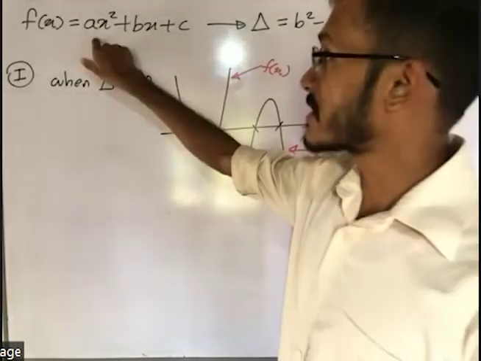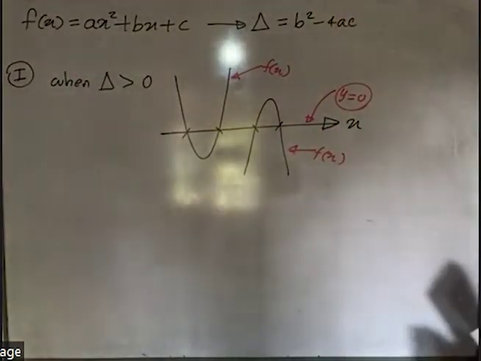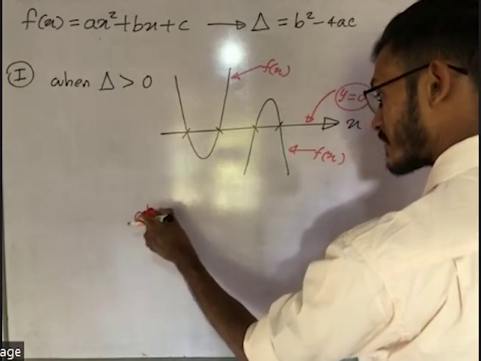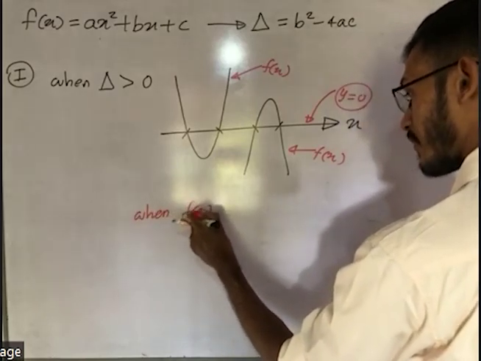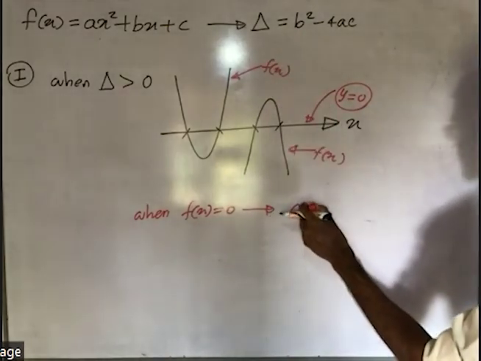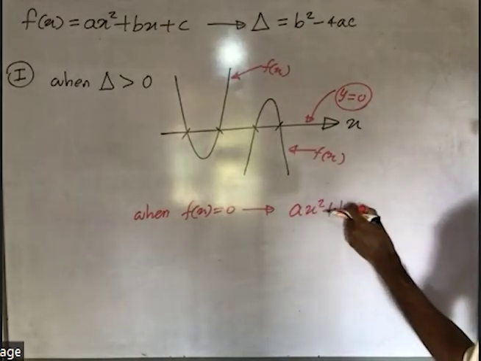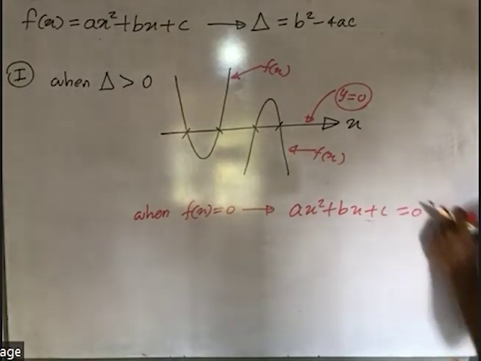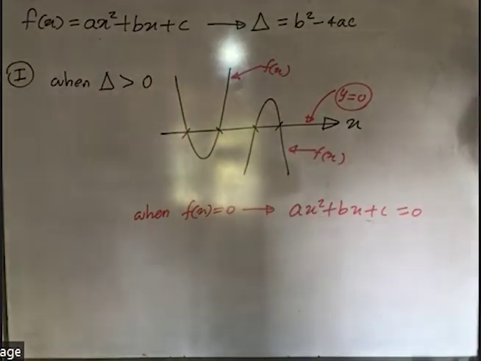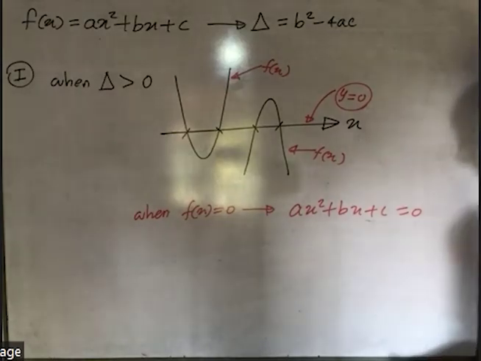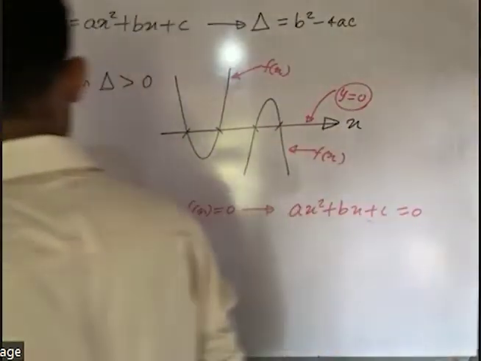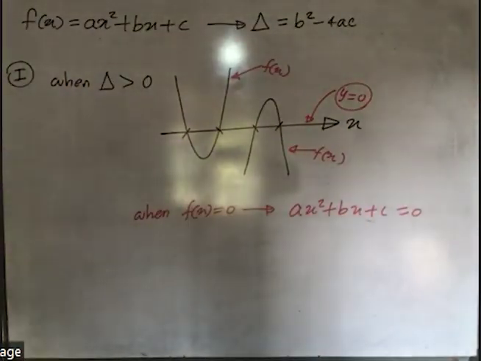from this f(x) function, we can develop a quadratic equation, right? So look at this, when f(x) equal to 0 or y equal to 0, we can develop a quadratic equation, that is ax square plus bx plus c equal to 0. So when delta is greater than 0, this quadratic equation has two roots. This quadratic equation has two roots when delta is greater than 0. Right.